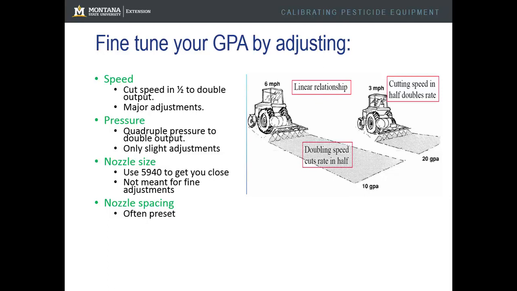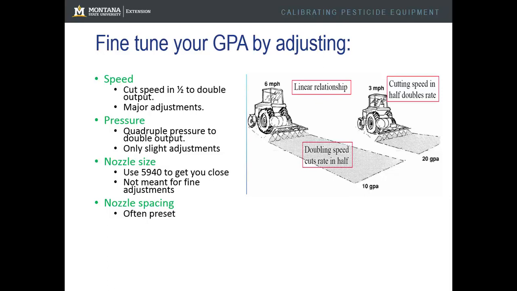For most circumstances, you can adjust speed to effectively hit a target output. By cutting speed in half, you can double your output, and conversely, by doubling speed, you can cut output in half. Pressure is less effective at changing output than speed, and should only be used for slight adjustments in output. For instance, you must quadruple the pressure to double the output, or you must cut the pressure by a fourth to cut the output in half.